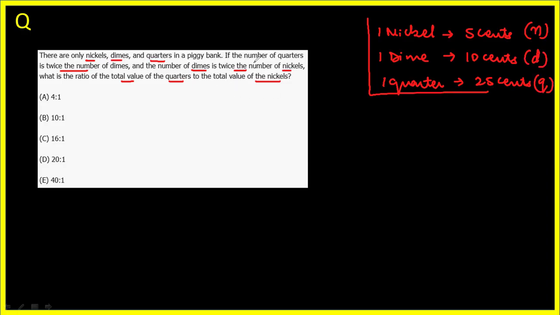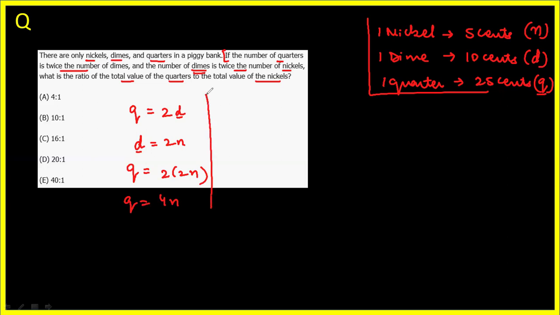So can we say, according to this sentence, the number of quarters, that is q, is equal to twice the number of dimes, that is 2d. Similarly, the number of dimes, d, is twice the number of nickels, n. That means q is equal to 2d and d is equal to 2n. So substituting d, q will be 2 times 2n. That means q is 4n, right?